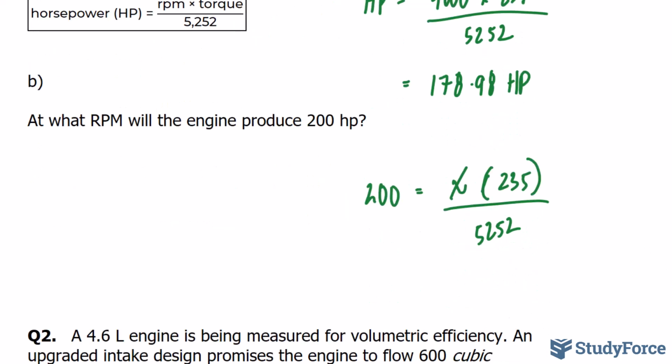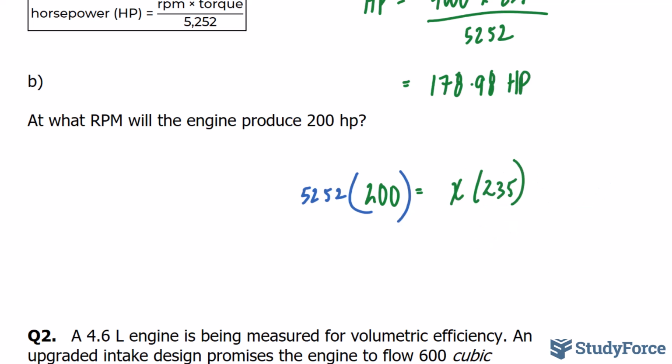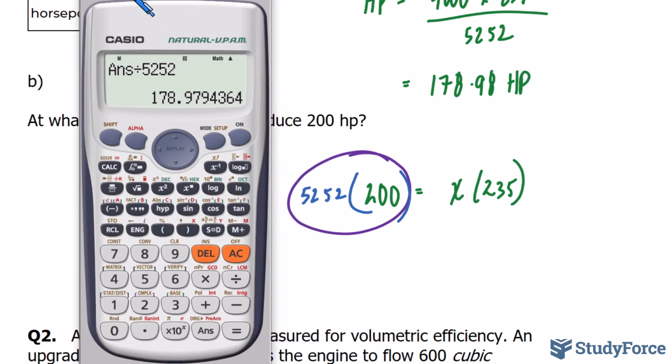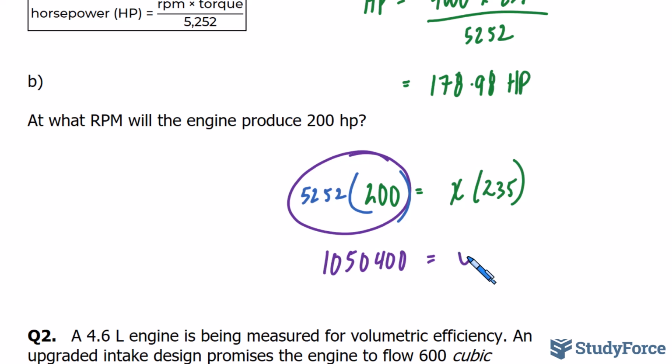And to solve for X, all we have to do is rearrange using some algebraic techniques. We multiply both sides of the equation by 5,252. That cancels out the denominator, which leads us to the following equation. Then we evaluate the left side and divide both sides of the equation by 235. Let me show you what I mean. We'll evaluate the left side, 5,252 times 200. We get that output, and the right side is still X times 235. And then we divide both sides by 235.